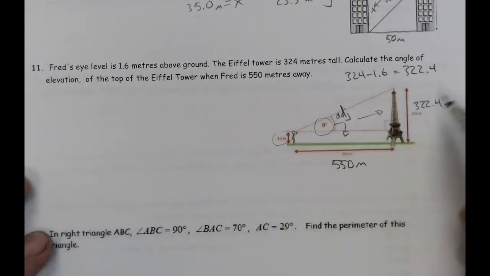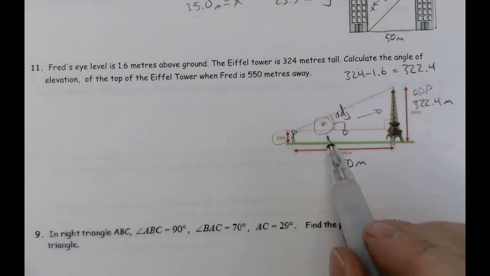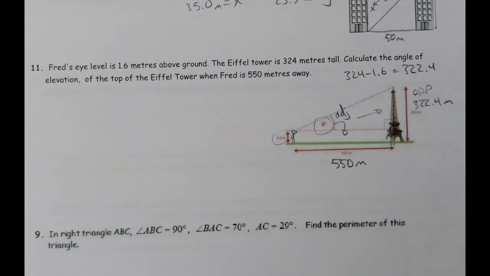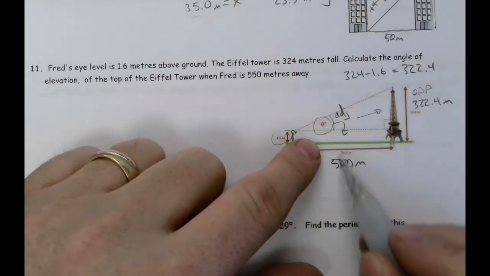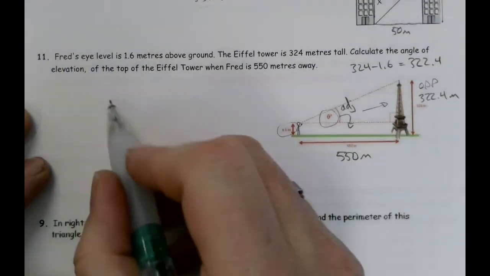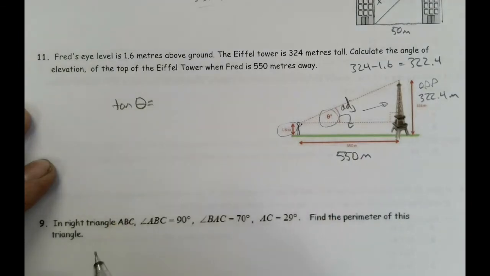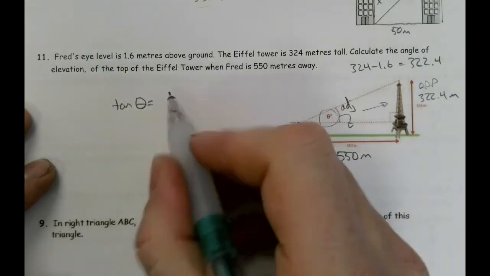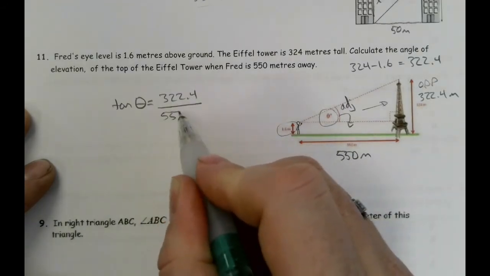Now, this is going to be opposite to that angle that I'm looking for. I don't know what the angle is, but I know it's the reference angle, and I know it's making this the adjacent, making this the opposite. At this point in time, you're probably aware that that's going to be the tangent. Don't know what that is, but I know the ratio. It's going to be 322.4 over 550.